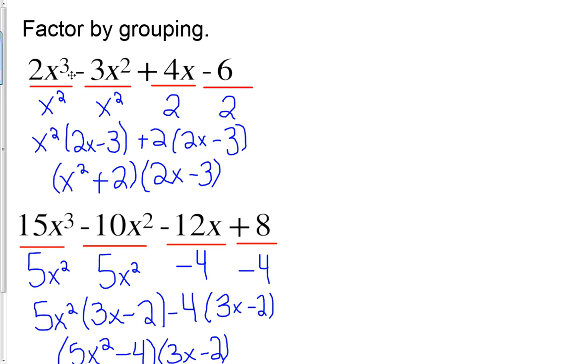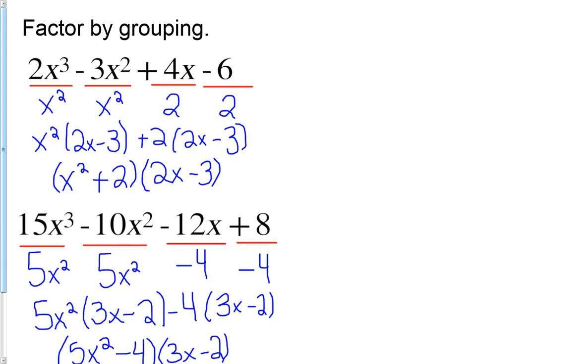Again, x squared comes out. Nothing went into both 2 and 3, and we got 2x minus 3 left over. The sign comes with it. In this case, how do we get 2x minus 3 from 4x? Divide by 2. 2 came out. Double checking, negative 6 divided by 2 is minus 3. These match. X squared plus 2 go into one parenthesis, 2x minus 3 in the other.